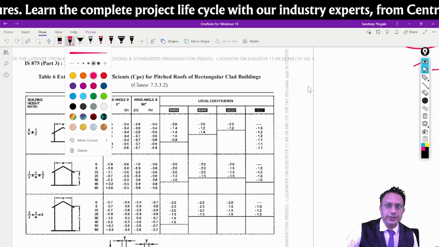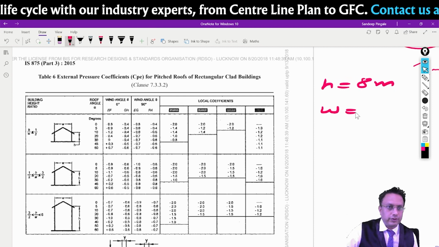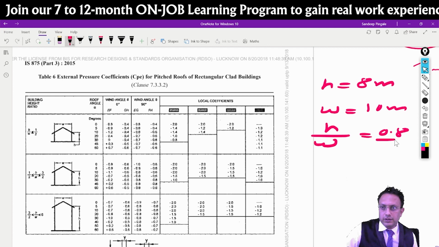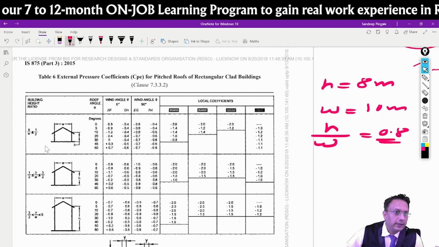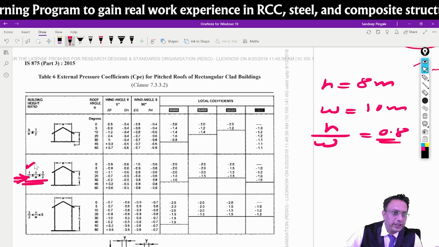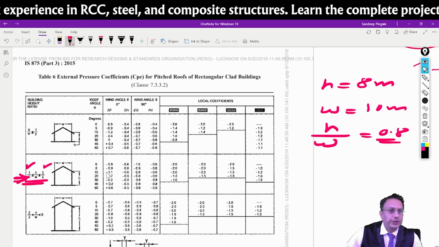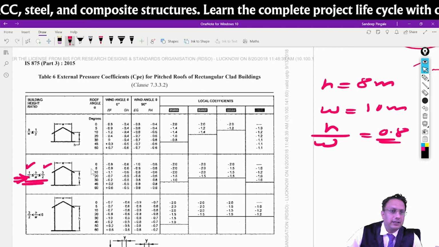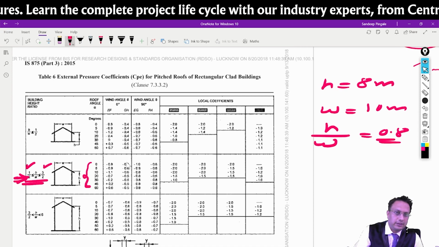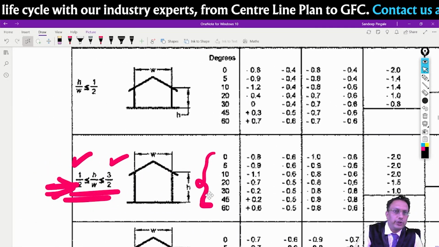So let's calculate the H. H is how much? 8 meters. W, 10 meters. H upon W. Now where is it coming? So it will come over here because the value is more than 1 by 2, but less than 3 by 2. Correct? So this is the case. Now how much is the angle, theta angle? So let's take 20 degrees. In reality, please calculate it generally, okay? How to calculate it has also been shown to you over here.